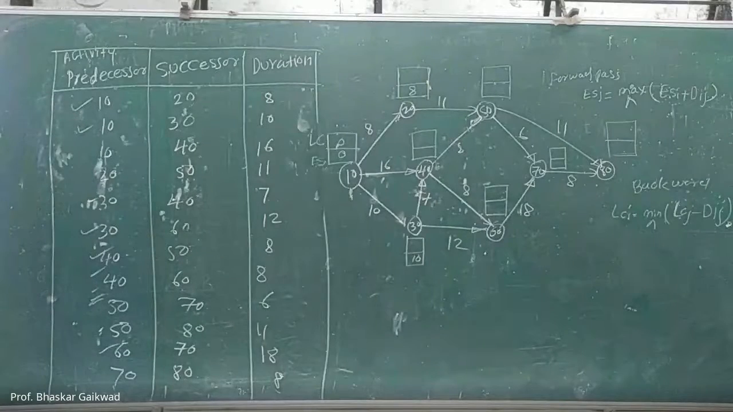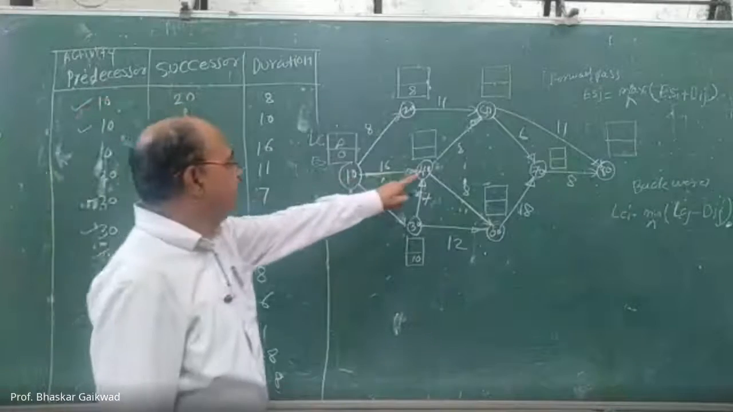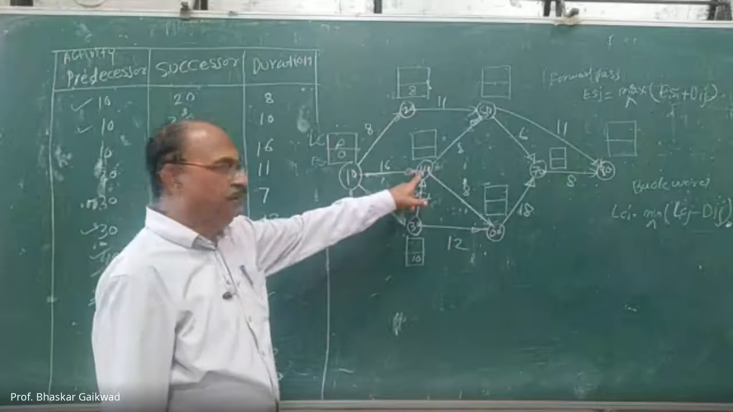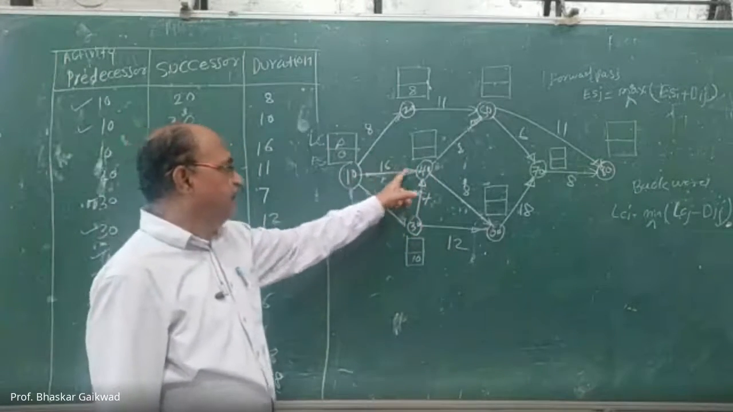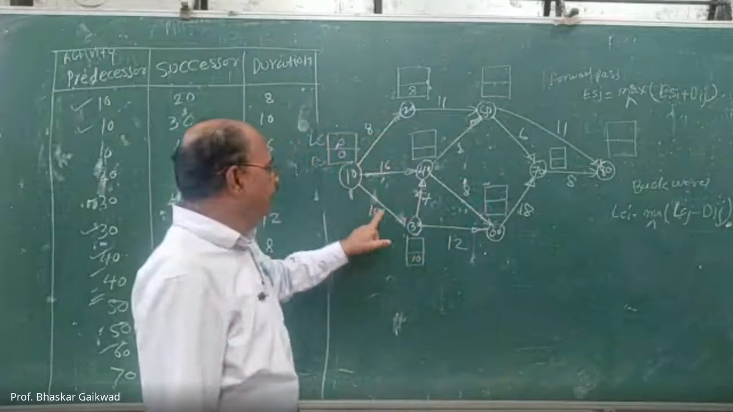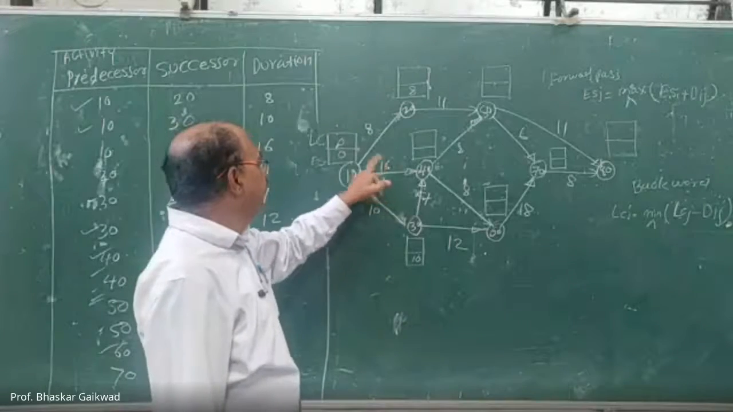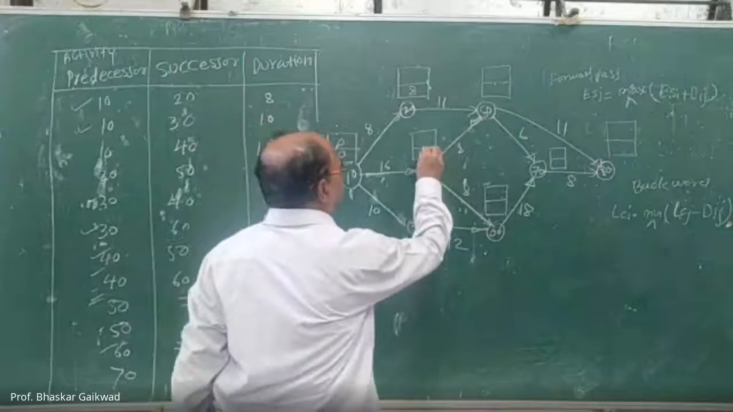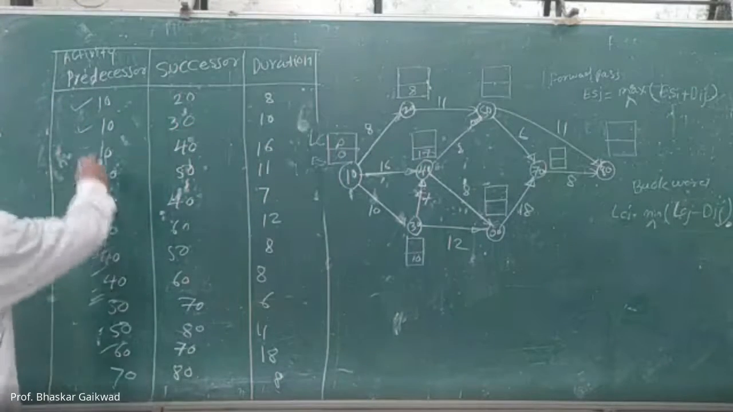Which is the maximum? Now here there is one activity and this is the second, meaning to reach this point one activity is this. Out of these, which is the maximum you have to consider? Here 10 plus 7, 17, and 0 plus 16, 16. Which is the maximum? 17. So here you can write 17.